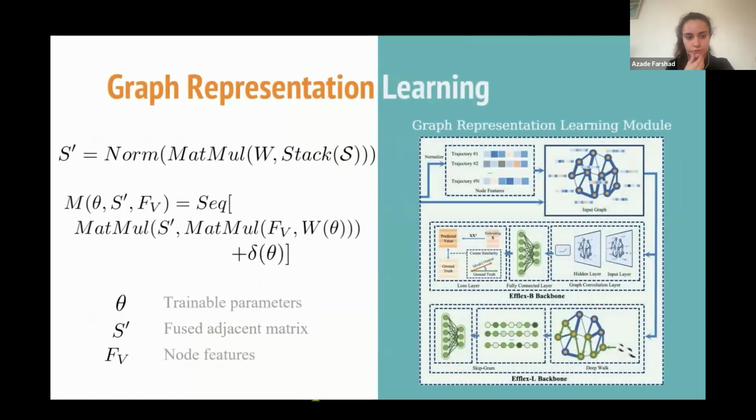Now we have converted the massive original data to a large graph. To further reduce the dimensionality of the data, the eFlex pipeline has a graph representation learning module, which uses a lightweight graph convolutional network to generate accurate graph embeddings. Formally, given FB as node features and S prime as the adjacency matrix, the GCN model M can be represented as this formula, where W theta and delta theta refer to the learnable weights and the bias parameter within the GCN.